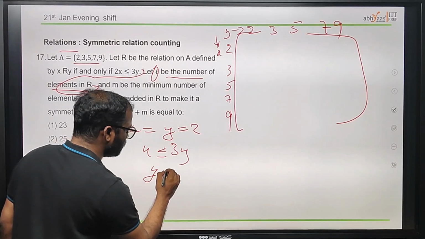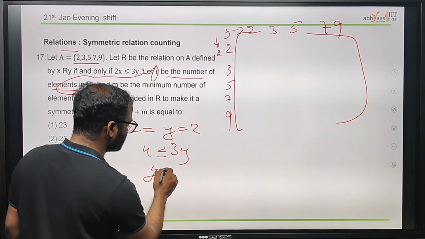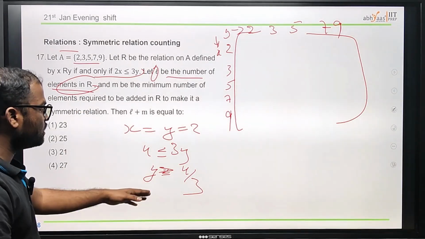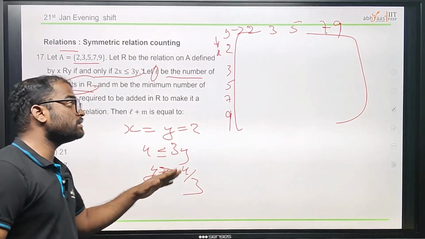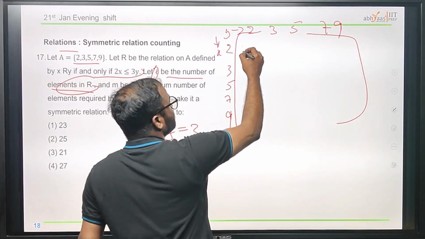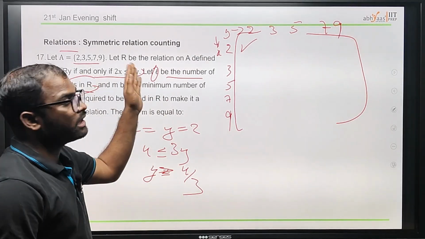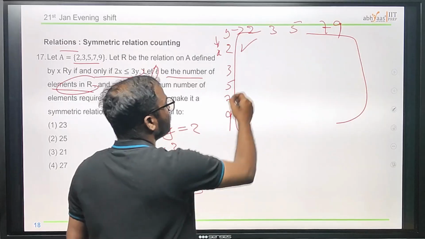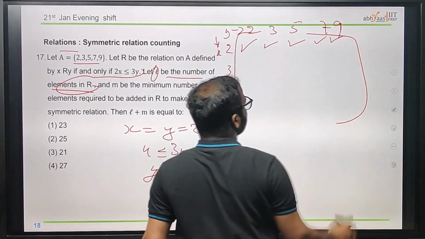Okay, that will be y is greater than or equal to 4 by 3. If you see here, 4 by 3 is nothing but 1.33 something. That means it is in the relation. It is nothing but 1. It is not like y is greater than or equal to 1.33. Similarly, we will have this as well, this as well, this as well, and this as well.